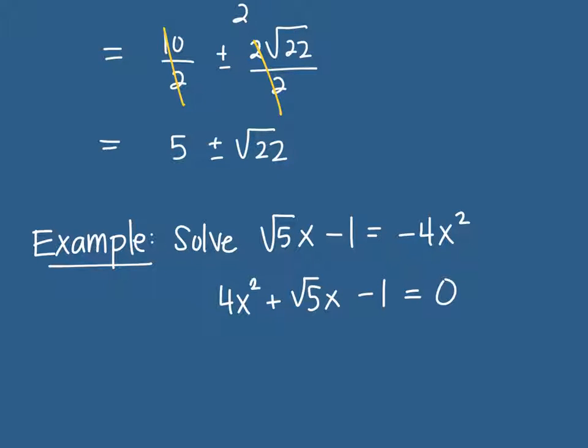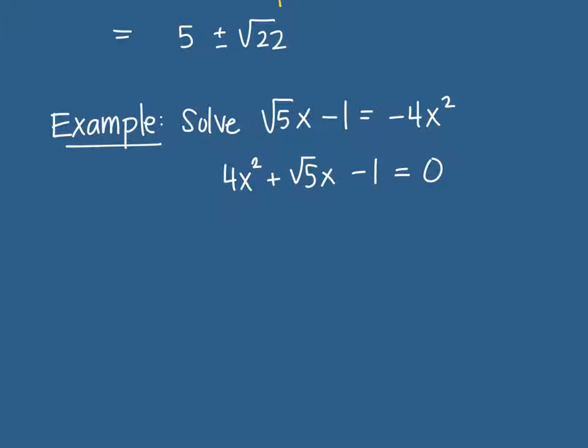And so now we can identify for sure star's not going to work here because the star top is negative 4 and the star bottom would be rad 5, and that's definitely not going to work. So we want to identify that our C value is negative 1, our B value is rad 5, and our A value is 4. So now we're ready to use the quadratic formula.